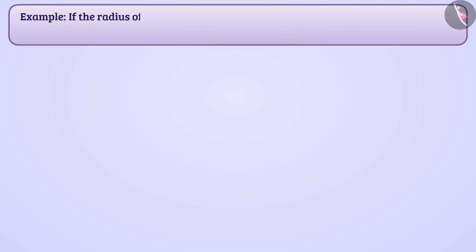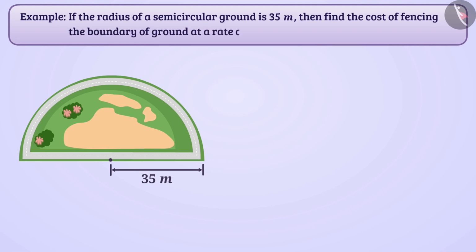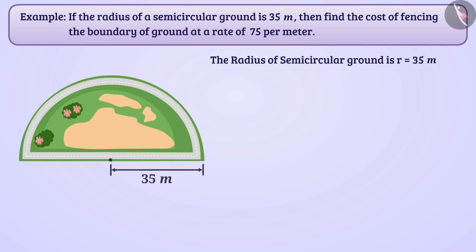If the radius of a semicircular ground is 35 meter, then find the cost of fencing the boundary of ground at a rate of rupees 75 per meter. The radius of semicircular ground is r is equal to 35 meter. To find the total cost of fencing, we should find the length of the boundary of this ground. That means we have to find the perimeter of this ground.